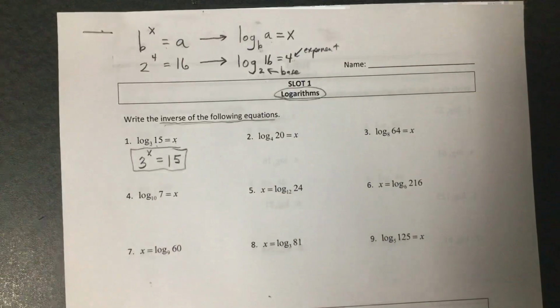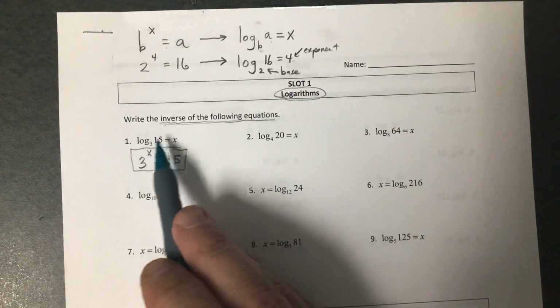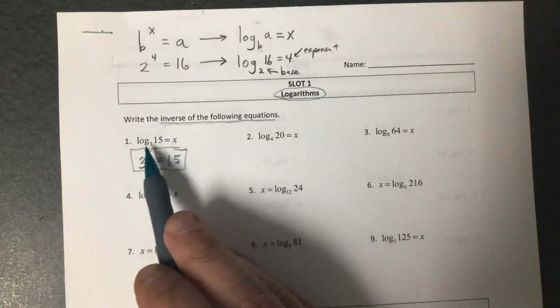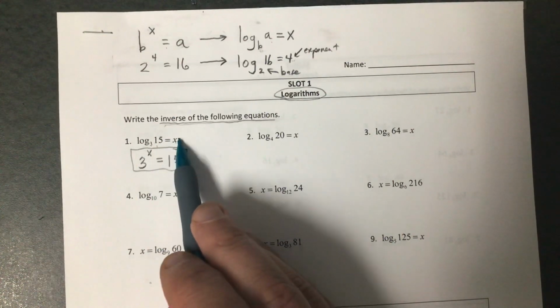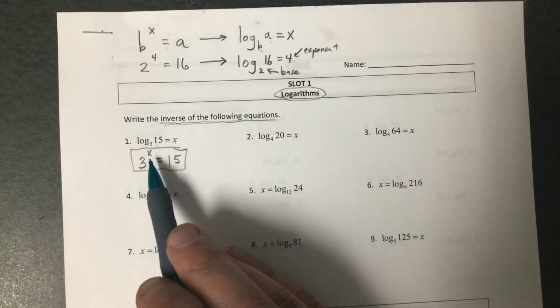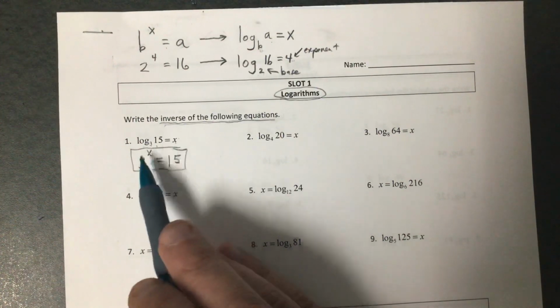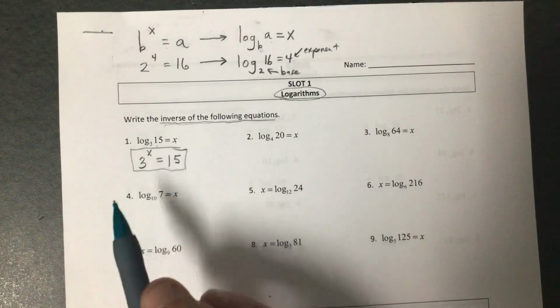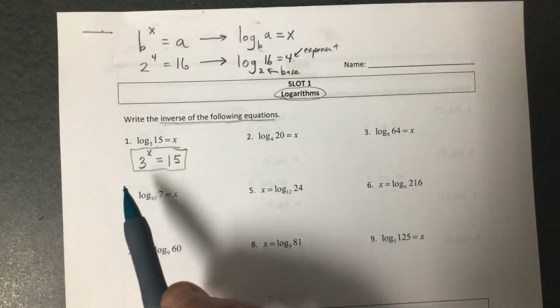We're just familiarizing ourselves with what logarithms are saying. A logarithm, log base 3 of 15 equals x, is saying, hey, 3 to what power is equal to 15? And we don't know how to do that yet, and I'm not worried about that. What we're worried about right now is, what's another way I can write this using inverse properties?